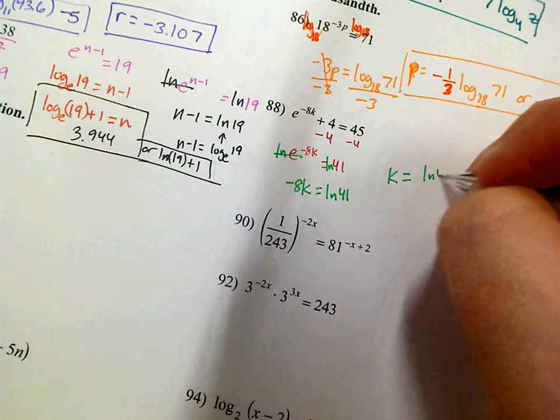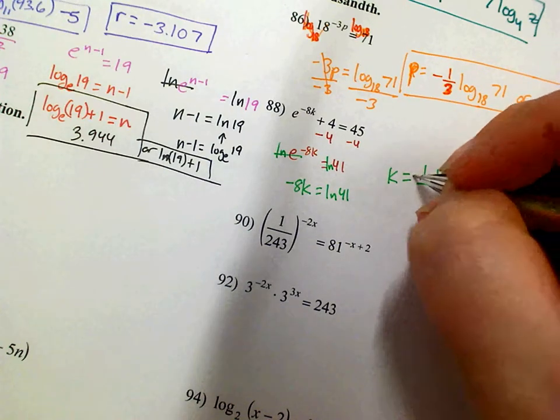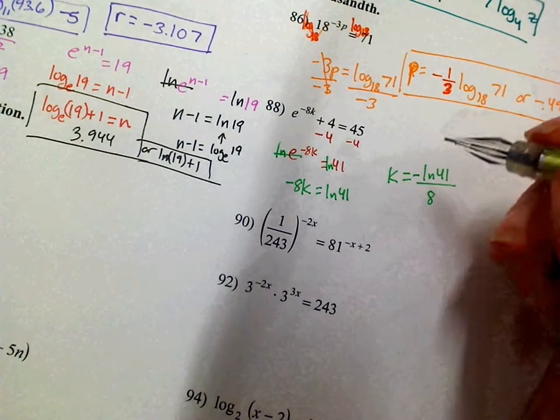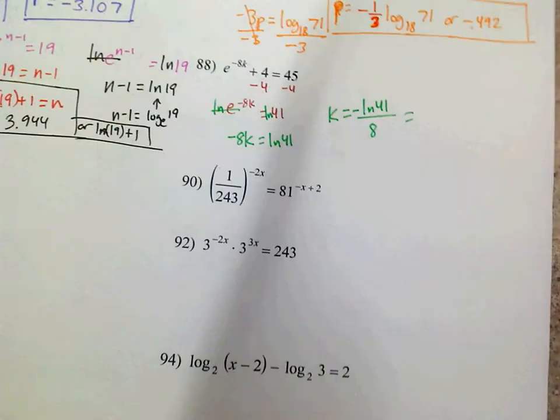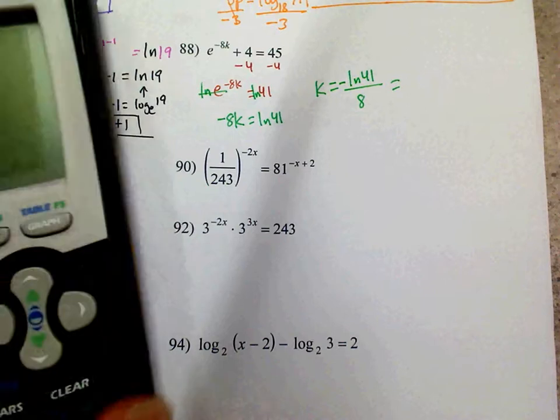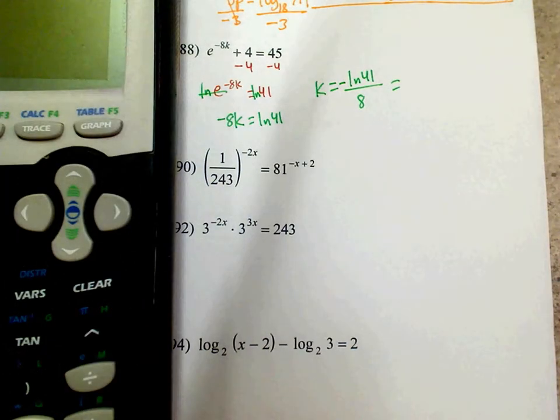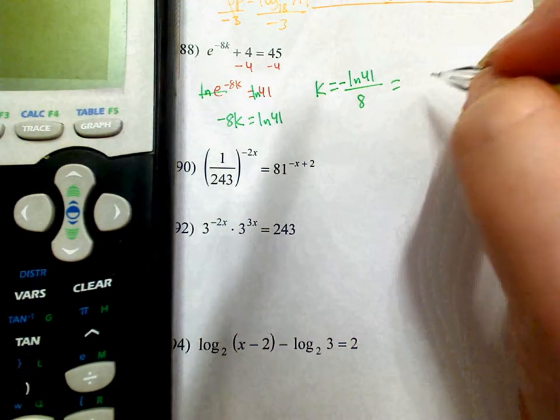divided by negative 8, so I'm going to float the negative to the top and divide it by 8. So you could leave it like that, or you could type in negative natural log of 41 divided by 8 and get the decimal: negative 0.464.